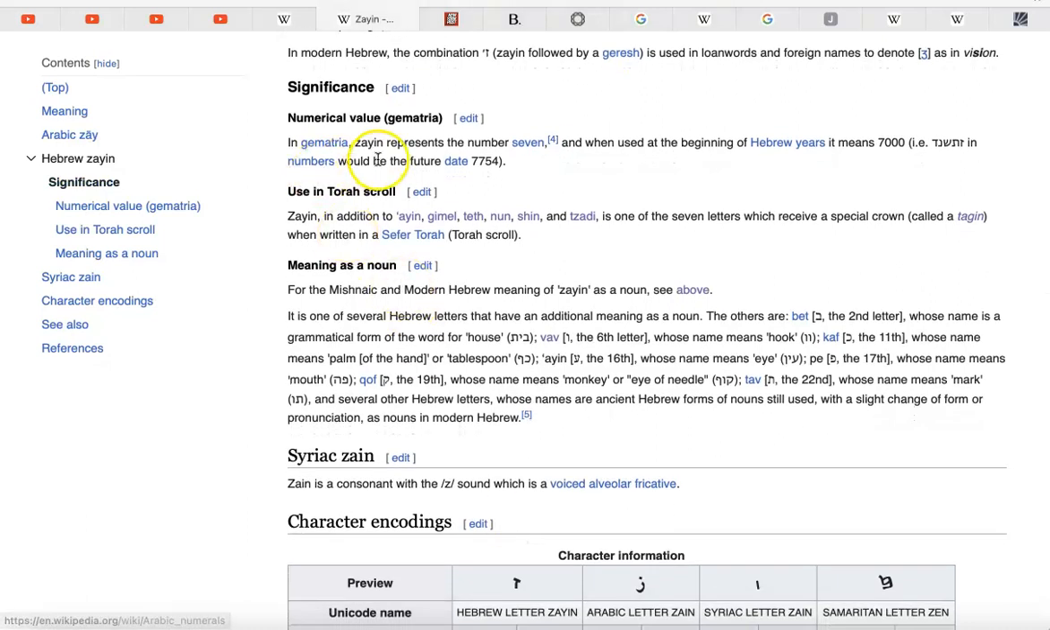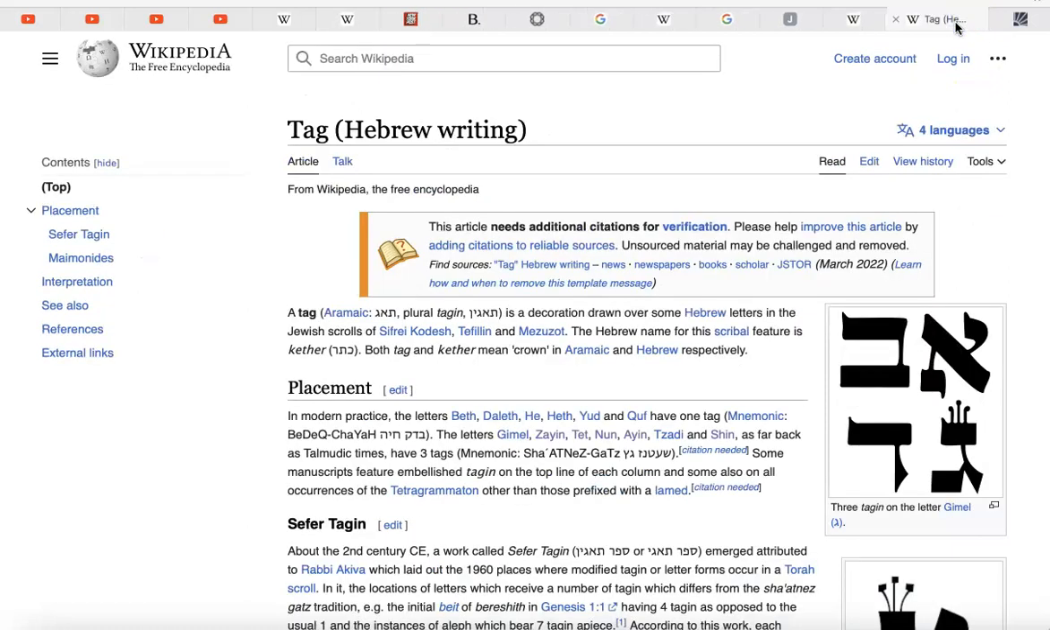Okay, so in gematria, Zayin represents the number 7. Remember, there's supposed to be 7 diamonds. All right, and when used at the beginning of the Hebrew year, okay, never mind that. This is where I'm going with this. Okay, so tag.